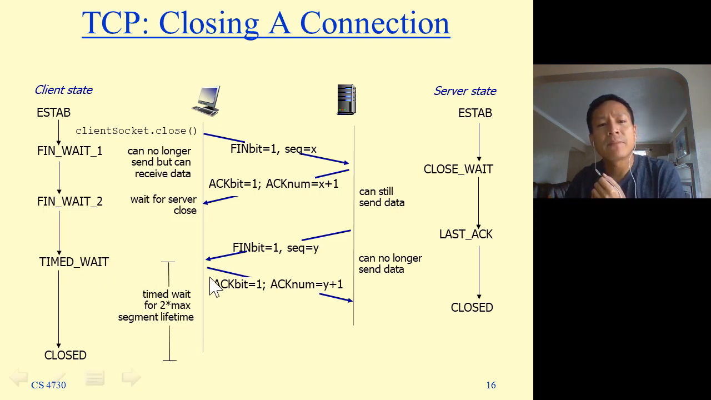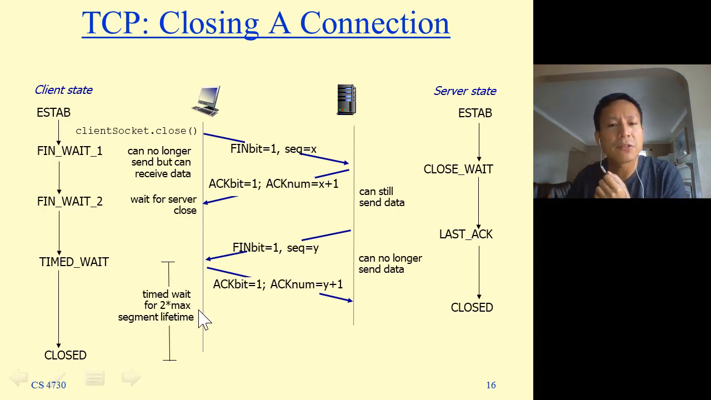But why do we take a little more time waiting before we officially close the TCP connection? Right here, you can see we possibly will wait more, like 2 times the maximum segment lifetime. It can be 30 seconds, 1 minute, something like that. So do you know why we need to wait this additional time to officially close the TCP connection?